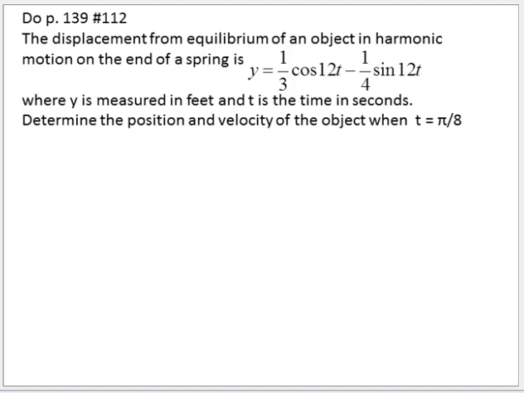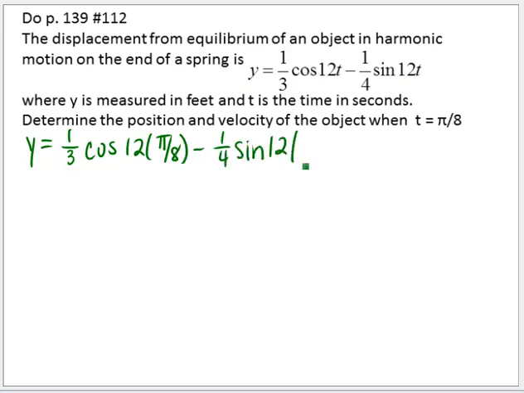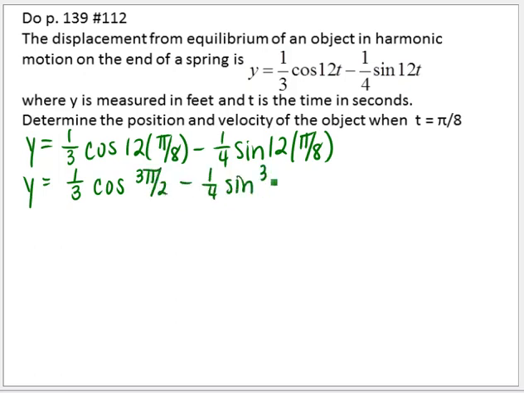So when I plug in pi over 8 into my function, it reads 12 times pi over 8 minus 1/4 sine of 12 times pi over 8. Well, what that really gives me is 1/3 cosine of 3 pi over 2 minus 1/4 sine of 3 pi over 2.